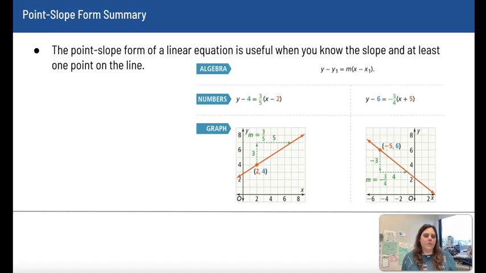To summarize our point-slope form, remember that the point-slope form of a linear equation is useful when you know the slope and one point. So if you don't know the y-intercept, but you know a different point. The general formula is y minus the y value from your point equals m, your slope, times x minus the x value from your point. You can see an actual example of that in the middle row, and the graph of each of those using the point and the slope from those equations.